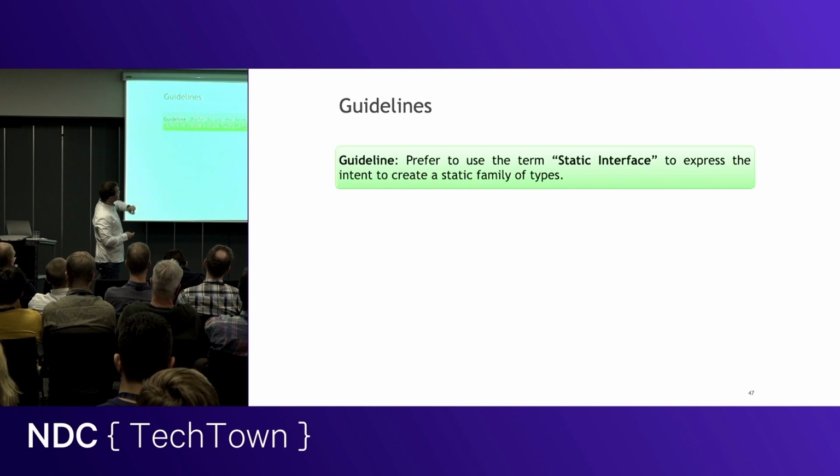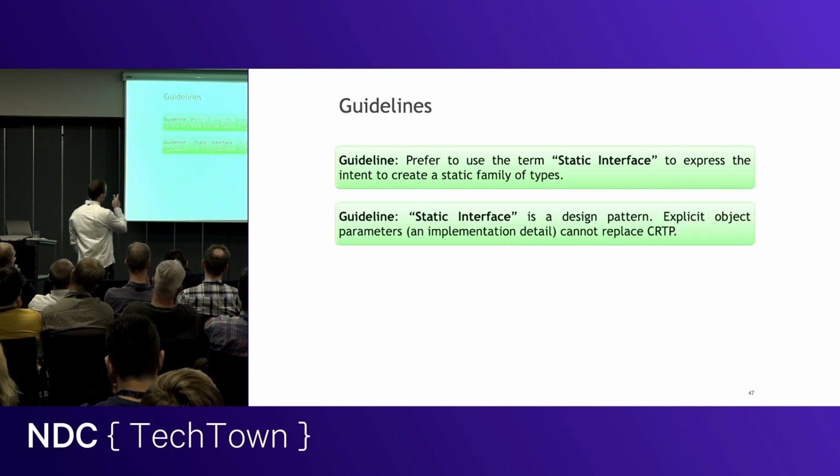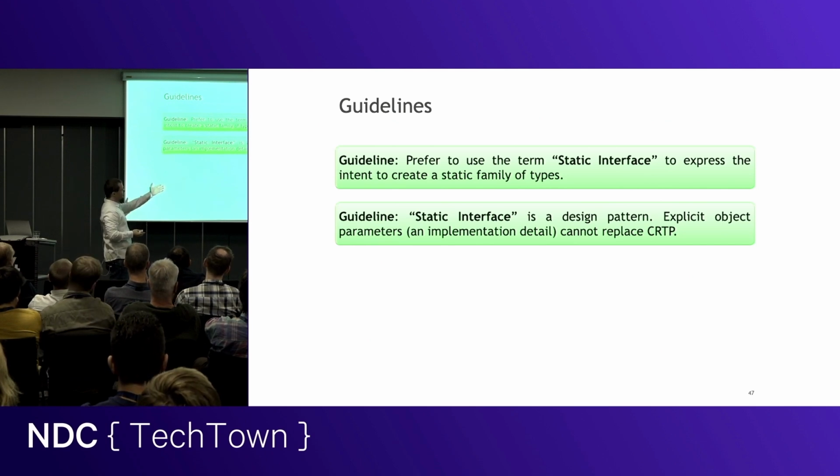So prefer to use the term static interface to express the intent to create a family of types, a static family of types. And static interface is a design pattern. It's something that you consciously do to create this connection. Unfortunately, because it's a design pattern, explicit object parameters, pretty much an implementation detail, simply cannot replace CRTP.